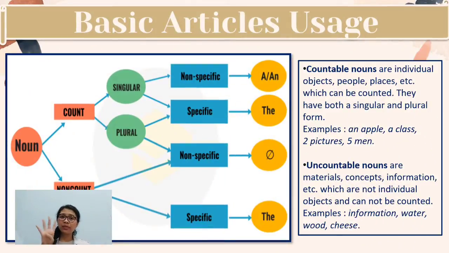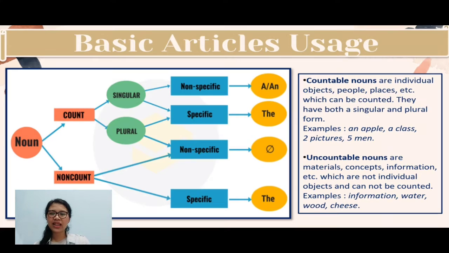And then the next is about the basic article usage. There are 4 types of basic article usage. They are using a or an, using the, and no article is needed for classification that is non-specific or general things. For more explanation, I will continue to the next slide. But just remember, in this slide, you need to categorize the noun as count or non-count to choose the correct article.